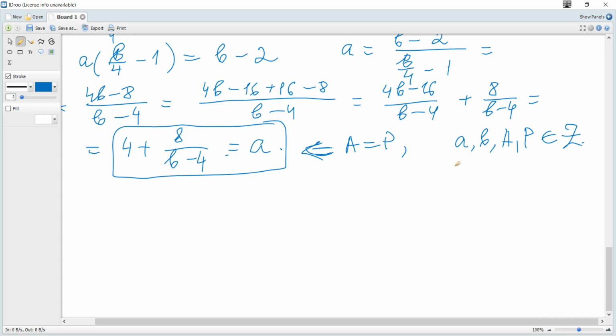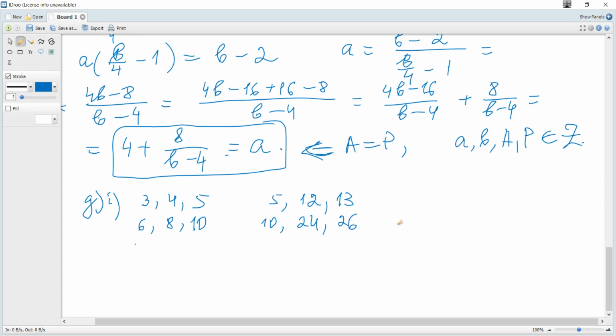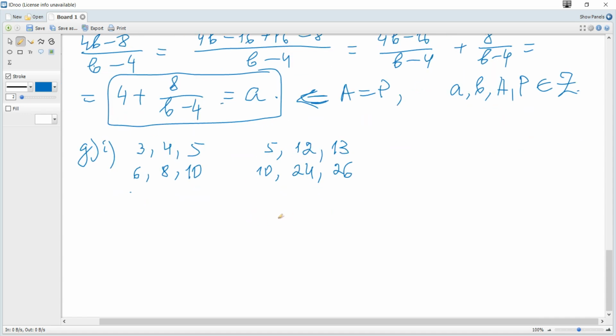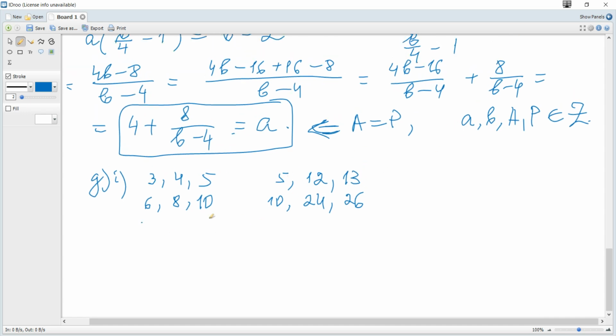And for sides to be integers, we know that these are called Pythagorean triples, and these lengths are 3, 4, 5 and multiples 6, 8, 10 and so on, or 5, 12, 13, 10, 24, 26 and so on. And there are other Pythagorean triples, but I remember only these. I hope it's enough. So what are a and b? a is greater than b, so it's the greater leg, and b is the smaller leg. And root of a squared plus b squared is the hypotenuse.